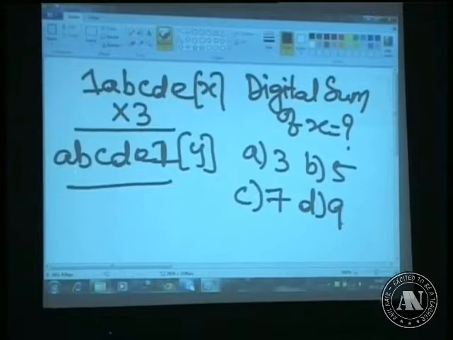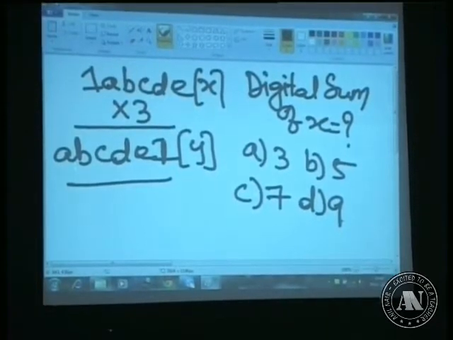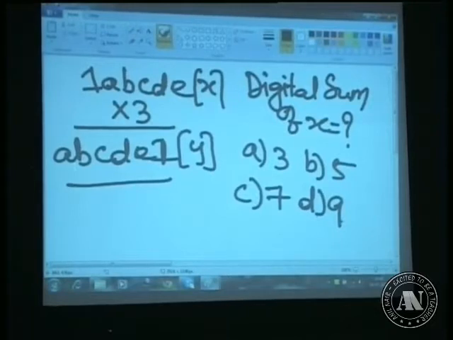See here, the beauty about this question is the question can be solved in three methods. First method and the best method. Please listen carefully. What is the digital sum of X? 1 plus a plus b plus c plus d plus c. What is the digital sum of Y? Same. Digital sum of the question should be equivalent to digital sum of the answer.